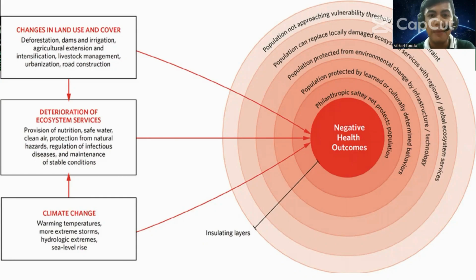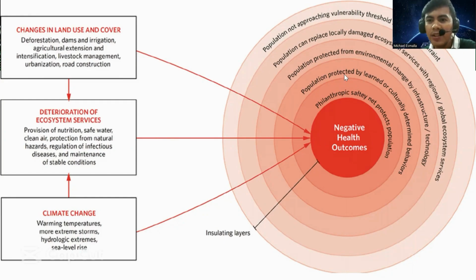So these are the most common causes. And then we have climate change, warming temperatures, more extreme storms, hydrologic extremes, and sea level rise. So again, these three are the causes that would induce negative health outcomes. And now, we have also created insulating layers to combat these negative health outcomes.